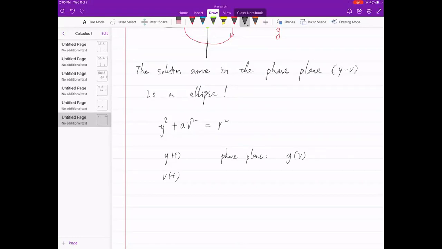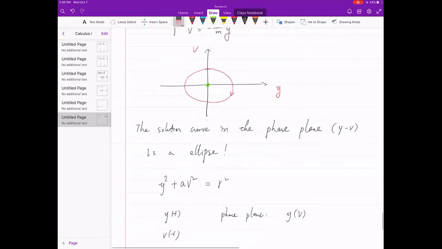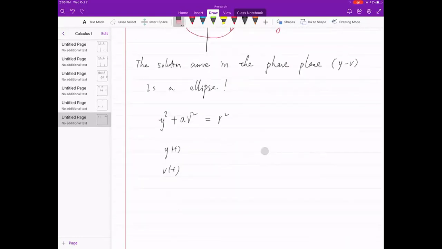And later, in physics especially, you will see people exploiting this kind of convenience again and again. Okay, so that is solving the differential equation in the phase plane. We will touch a little bit next time for this. All right, that's all for today.